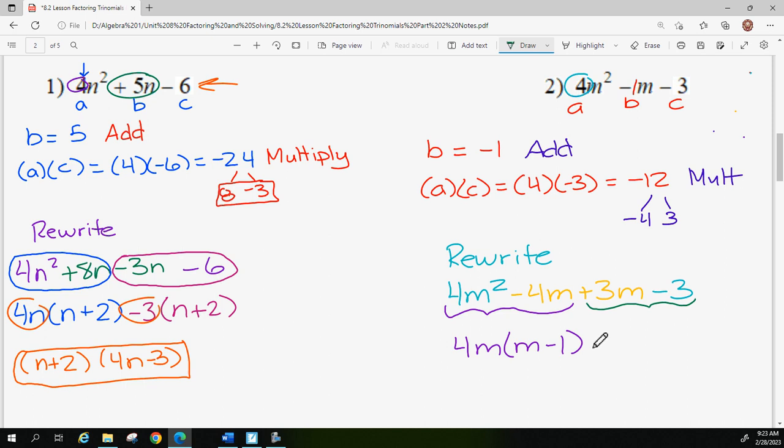We can divide both of those by positive 3. And we're going to be left with m minus 1.